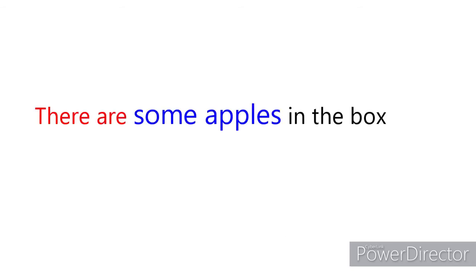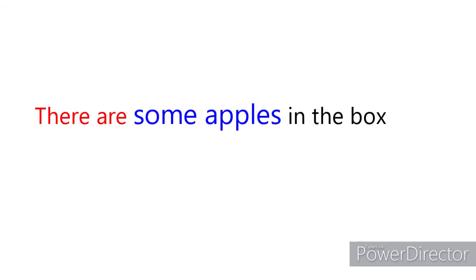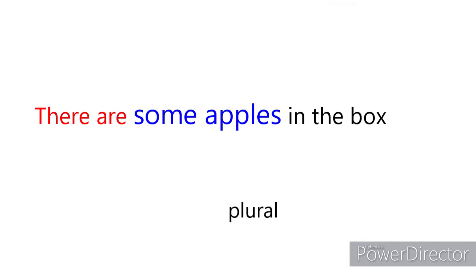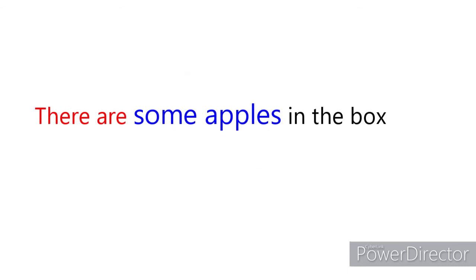Examples. I give you an example now. There are some apples in the box. يوجد بعض التفاح في الصندوق. Here apples is in the plural، يعني apples تفاح في الجمع. That's why we use there are. And we have used some, بعض not specific. Some بعض التفاح في الصندوق in the box.